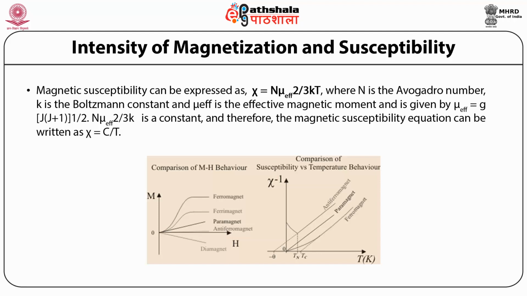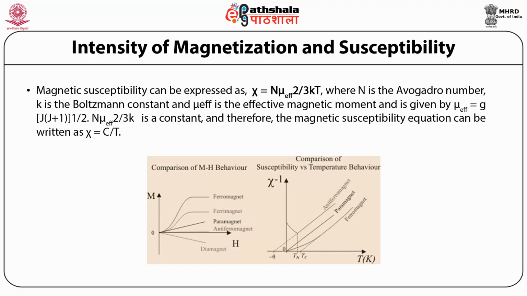N mu effective squared by 3k is a constant, and therefore the magnetic susceptibility equation can be written as chi equal to C by T. This relation is called Curie's law and C is the Curie constant. The effective magnetic moment mu effective can be calculated from the slope of the plot of 1 by chi versus T, which will be linear for paramagnetic substances.